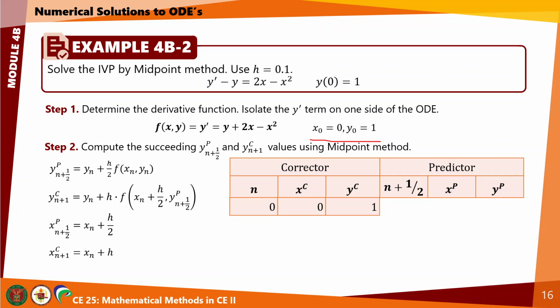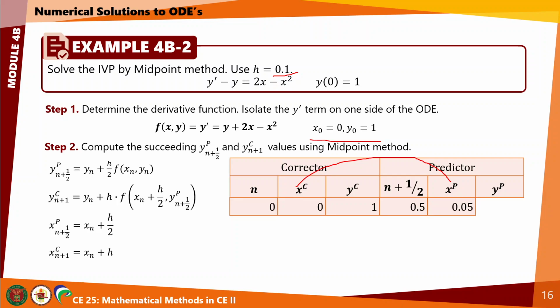Okay, ang next natin kayang i-accomplish dito would be yung mga x values. Okay, kasi from corrector to predictor, nag-add ka lang lagi ng kalahati ng step size mo. So, 0.5 ng 0.1. That's 0.05. So, add ka lang ng 0.05. So, that's your next x.